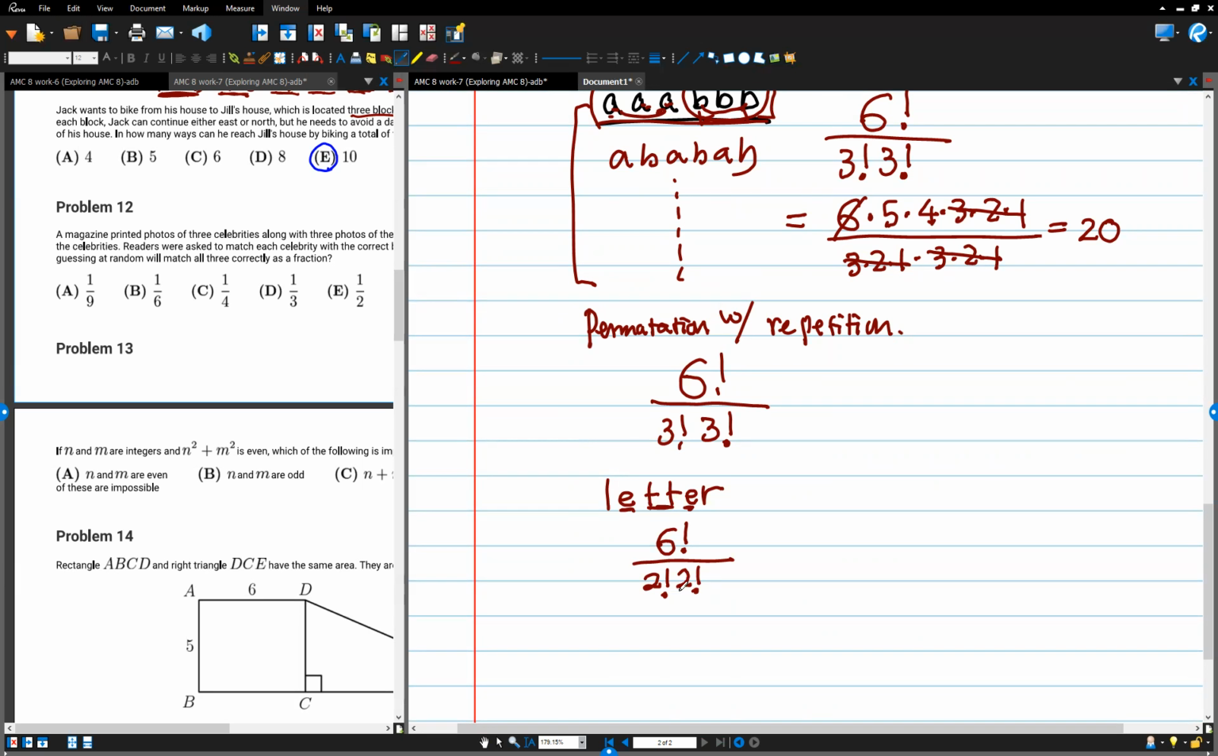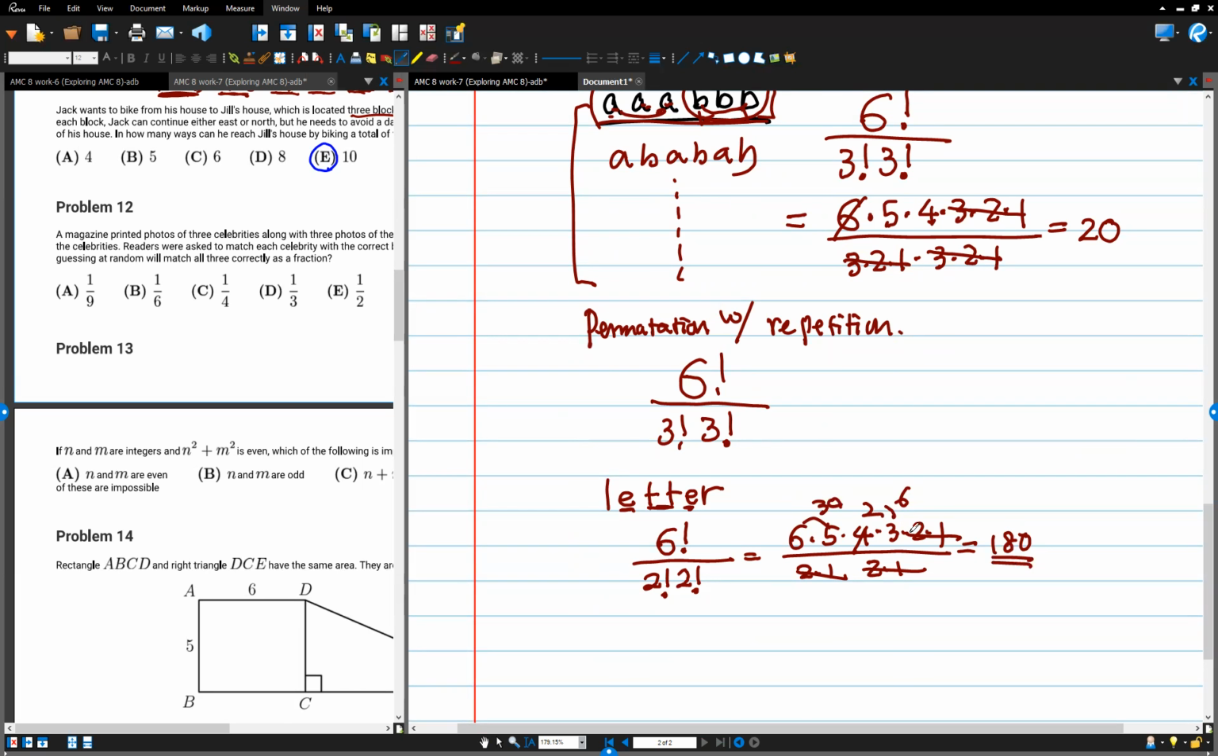Is it okay? So 6 factorial is 6 times 5 times 4 times 3 times 2 times 1. 2 factorial is 2 times 1, another 2 factorial is 2 times 1. This is out. This 2 is out. Right, there are a lot. All right. 180 different permutations. This is 30 times 6, what is that? 180, okay? A lot.